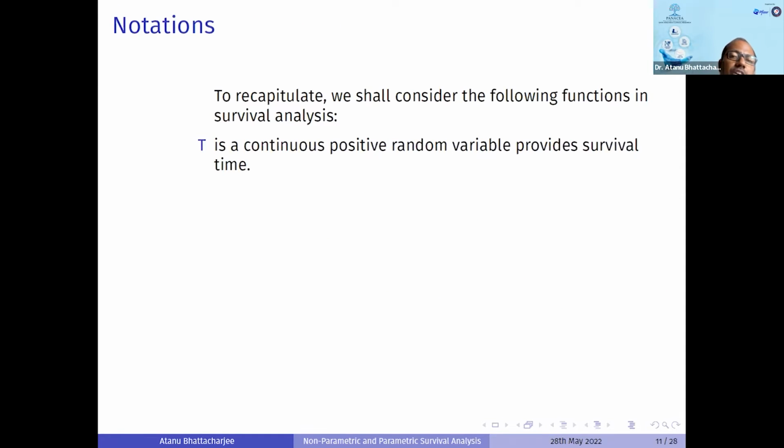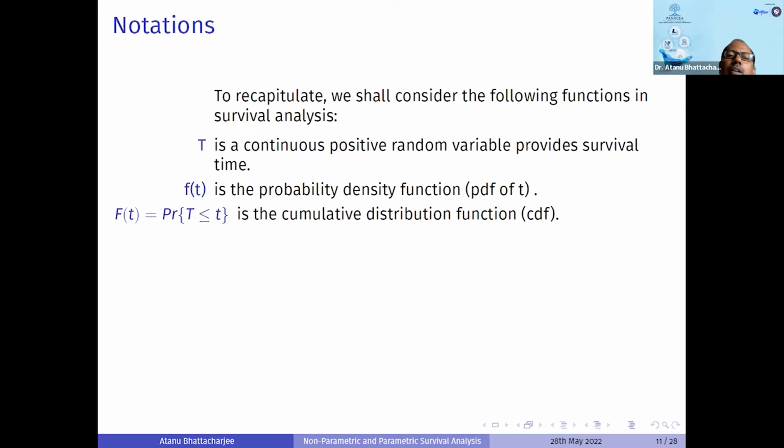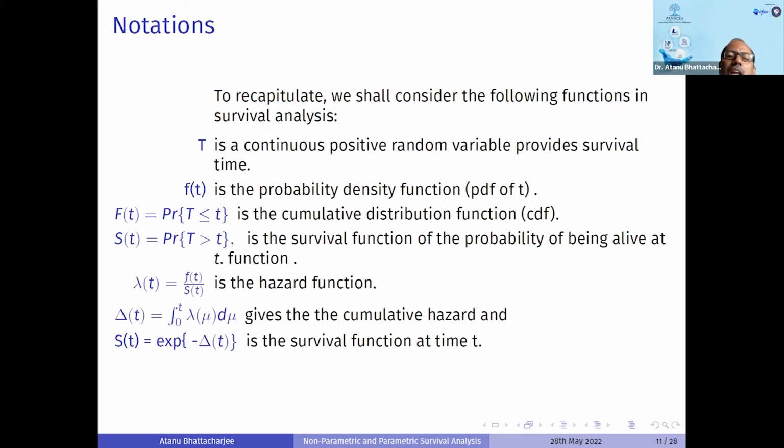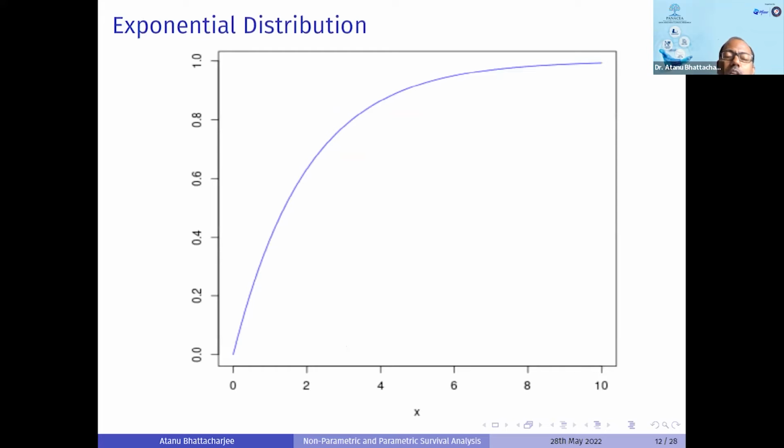So to recapitulate, we shall consider the following functions in survival. T is a continuous positive random variable. f(t) is the probability density function. F(t) is the cumulative distribution function. S(t) is the survival function, the probability of being alive. And thereafter comes the hazard function. Hazard is very important, but it basically comes as an additional product of the survival function's value. Many times we talk about the hazard function, hazard rate, hazard ratio. These are byproducts of the survival function.